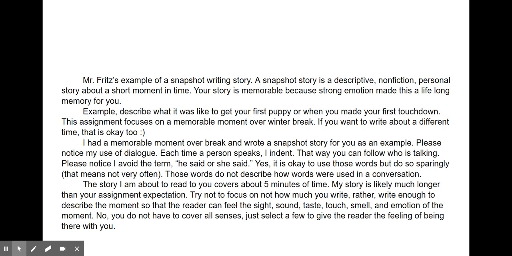Mr. Fritz's example of a snapshot writing story. A snapshot story is a descriptive, nonfiction, personal story about a short moment in time. Your story is memorable because strong emotion made this a lifelong memory for you. Example: describe what it was like to get your first puppy or when you made your first touchdown. This assignment focuses on a memorable moment over winter break. If you want to write about a different time, that's okay too.